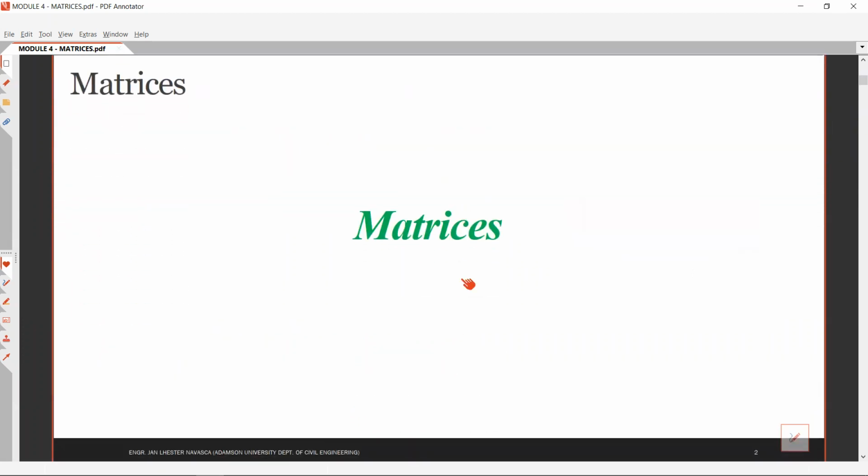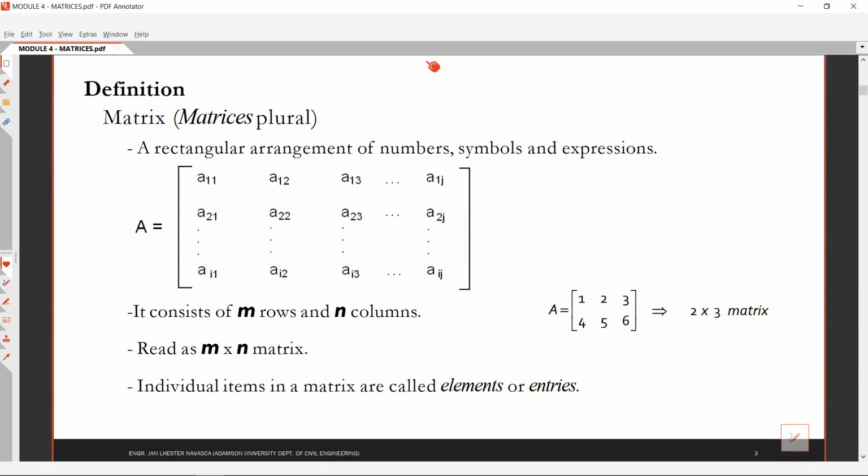Okay? So, for the matrices, ang matrix is a rectangular arrangement of numbers, symbols, and expressions. Ito yung matrix. It consists of m rows and n columns. So, nire-read natin siya as m by n matrix. The individual items in a matrix are called elements or entries. Ito yung element, yung individual numbers niya. Yung matrix consists of m rows and n columns.